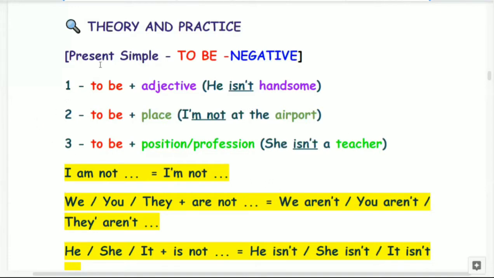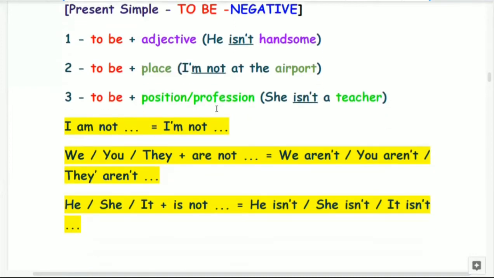As we said in the last lesson, there are situations where to be is used: to be plus adjective, with adjectives, for example he isn't handsome. To be plus place: I am not at the airport. And to be plus position or profession: she isn't a teacher.